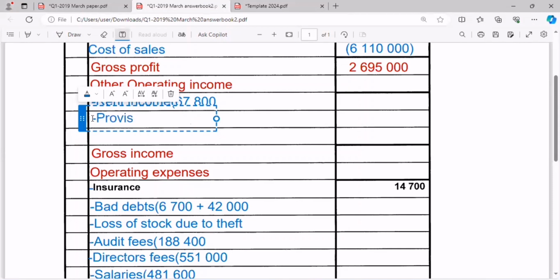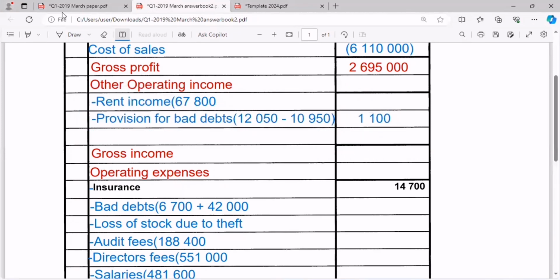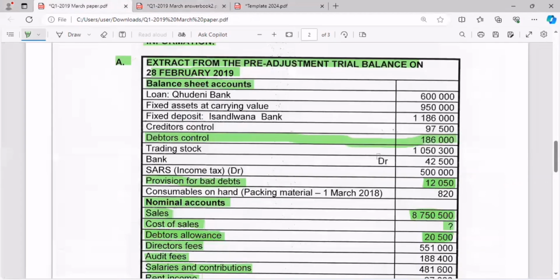Provision for bad debts. So guys, we show workings. So 12,050 minus 10,950. And then the difference is 1.1. Then we are moving on to the next one.